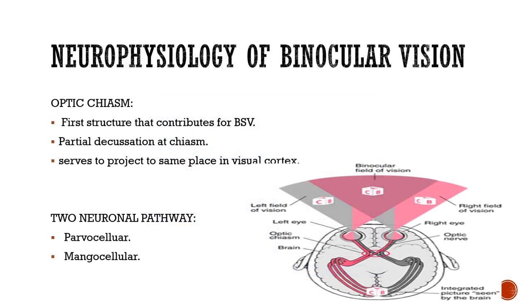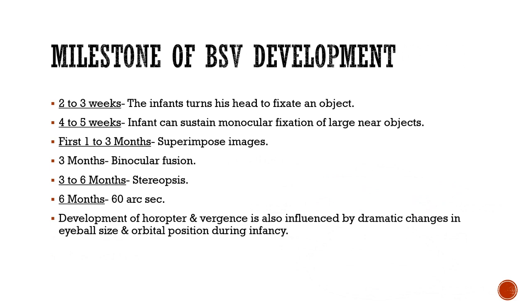A little bit of neurophysiology based upon binocular vision. The main structure providing BSV is the optic chiasma, and then the neurological pathway is very important. The cells doing a major role are parvocellular and magnocellular, and these are the structures which help in passing the information and making BSV in a correct form for an individual. So what happens in the milestones of BSV development? It takes some time.